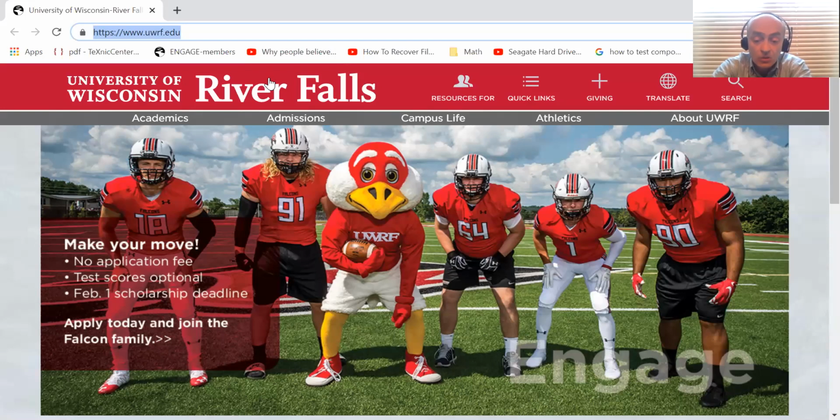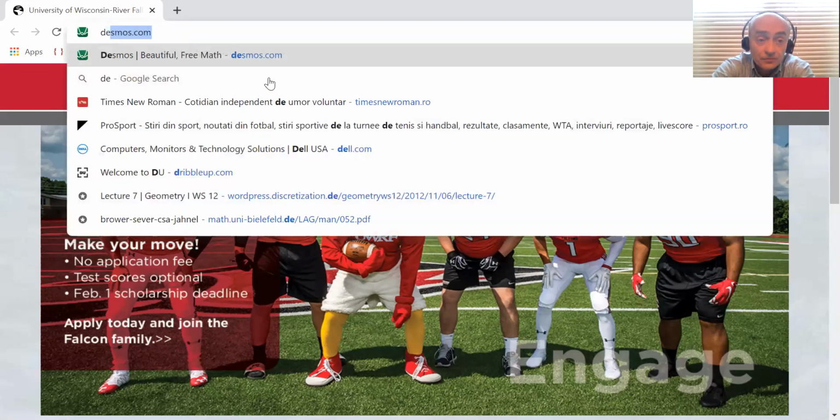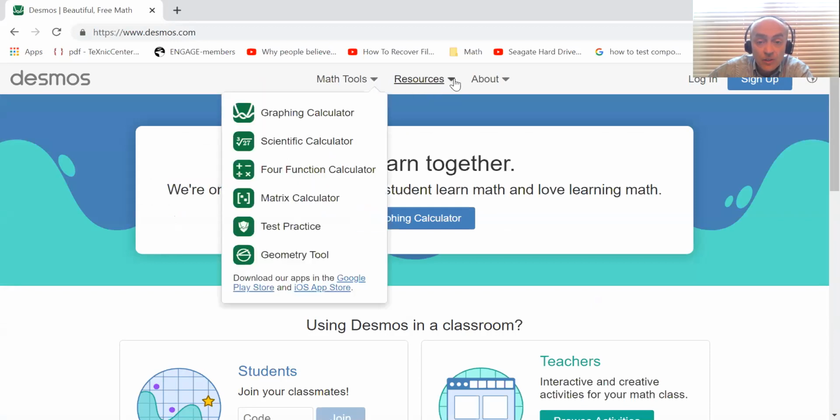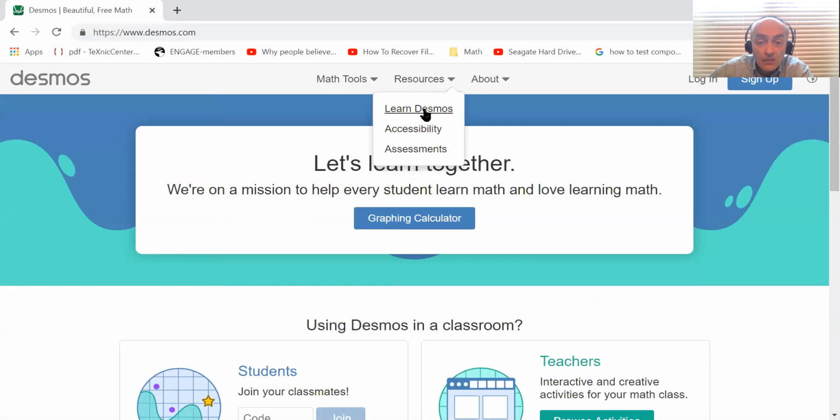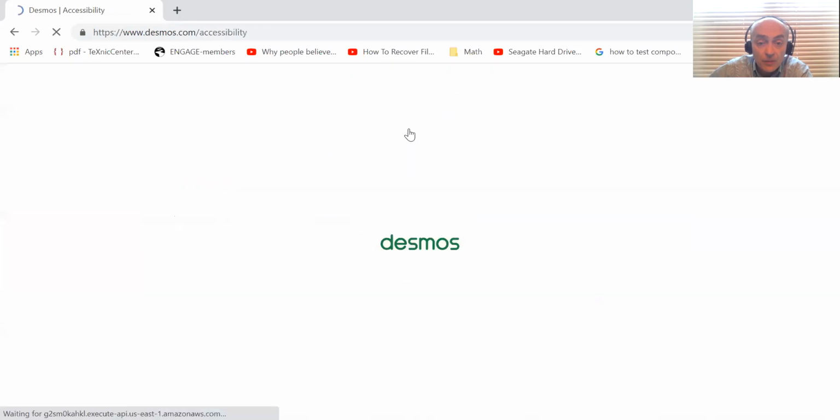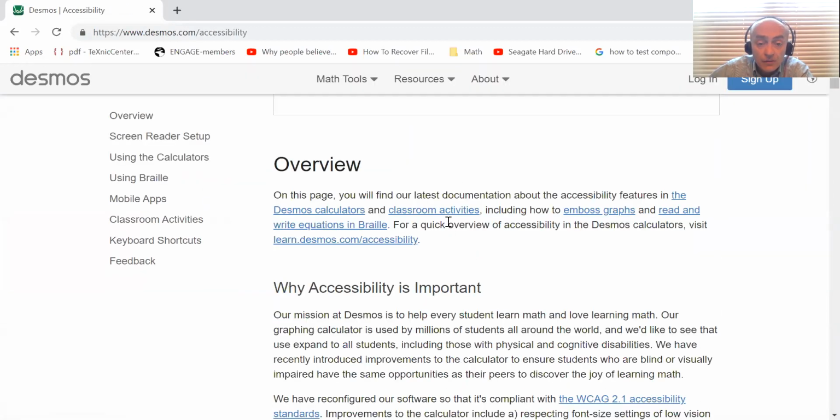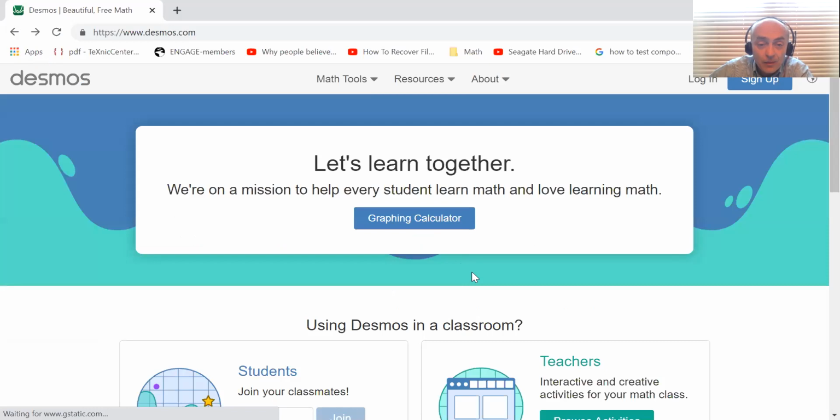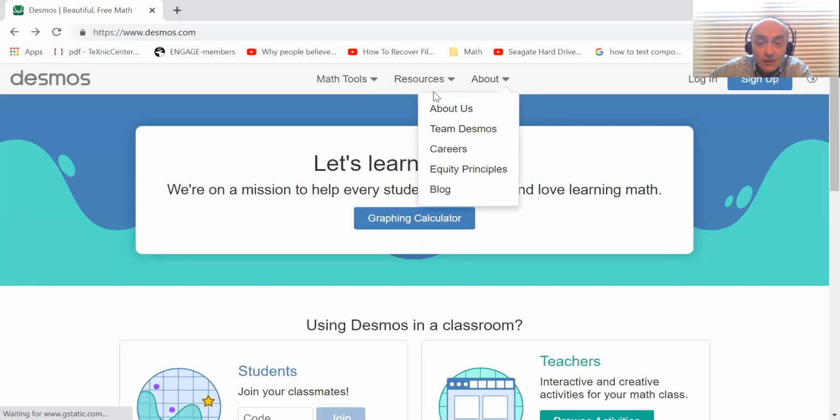All right, so I'm going to go to Desmos.com. And yesterday I was telling you that there is an app for the phone if you are planning to use your phones as a tool. Over here where it says resources. I found somewhere learn Desmos accessibility, I think. Boy, I lost it again. So sorry about that. What is the app? I found it yesterday, and about.